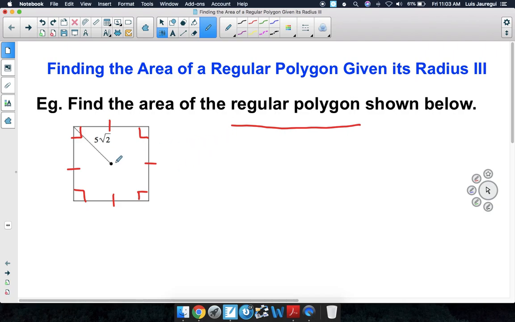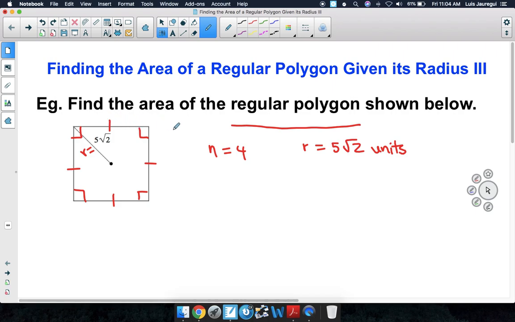With that said, notice that we are also given that the radius is equal to 5 square root of 2 units. So let's go ahead and summarize that information. So we know that n is equal to 4, and we also know that r is equal to 5 square root of 2 units. Now, since we're looking for the area, we're going to need two things. We're going to need the apothem, and then we're going to need the side length so we can eventually figure out the perimeter.